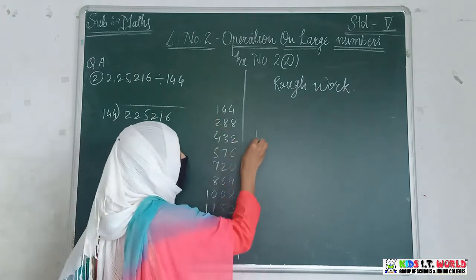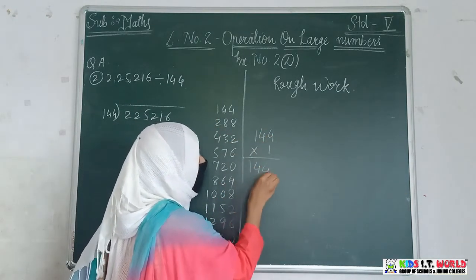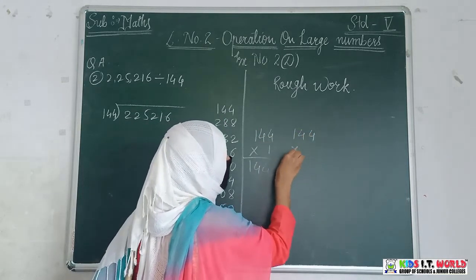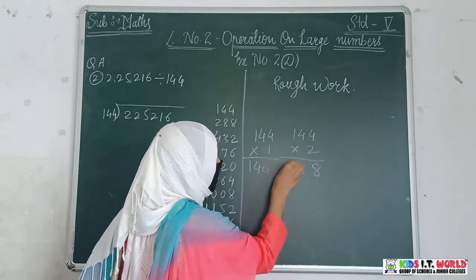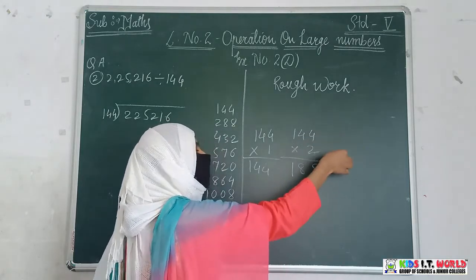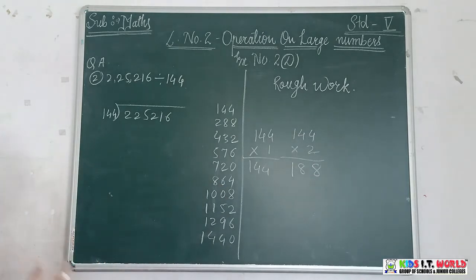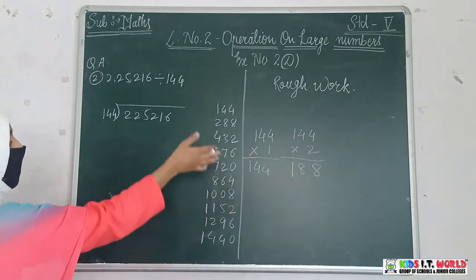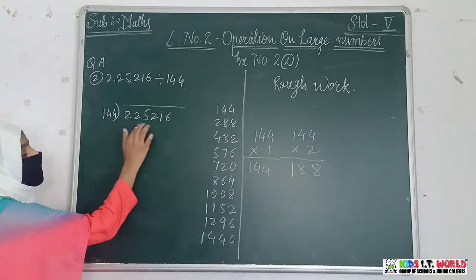Just multiply this number. 144 1s are 144, 144 2s are 288, and so on. In this way you will multiply 144 by 3, then 144 by 4, 144 by 5. In this way you have to make a table. Now here I have written the table, and with the help of this table you have to divide this number.